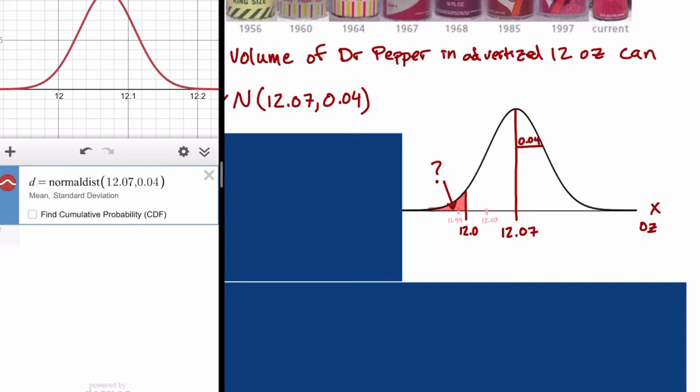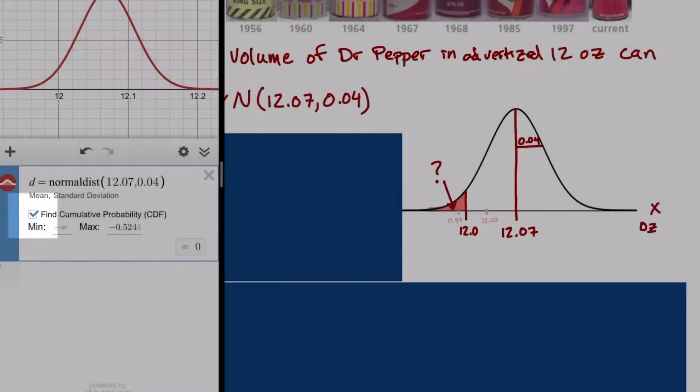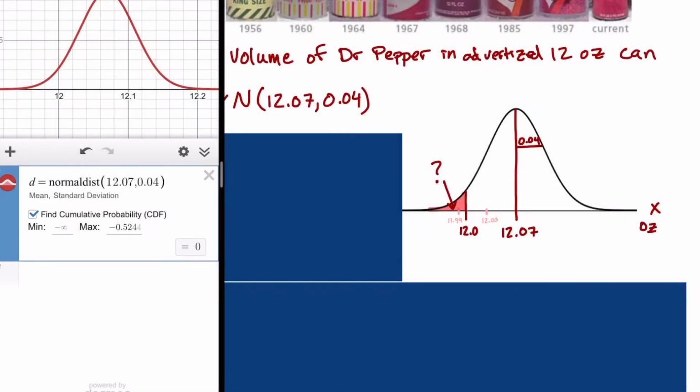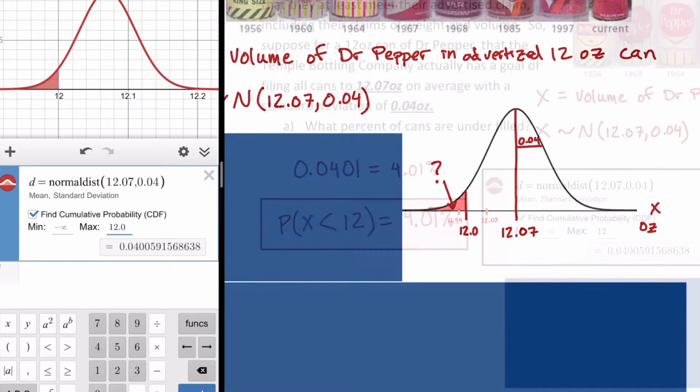And now it is zoomed in and centered up with my mean of 12.07 and standard deviation of 0.04. Just like last time with the z-scores, I'm going to check the find cumulative probability box, and I want to find area less than 12 ounces. So that's a minimum of negative infinity, because we're going to go forever and ever to negative infinity, and then all the way up to 12 ounces. So I'm going to delete whatever's here and then type in 12.0 ounces.